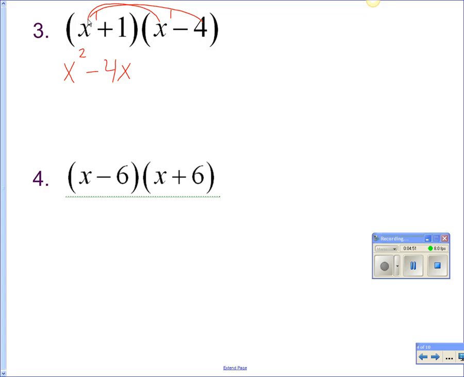Now we're going to do 1 times x. What's 1 times x? 1x. And then 1 times negative 4. Negative 4. Here's where they have to match at this step. This is where we combine like terms. They have to match on this step.